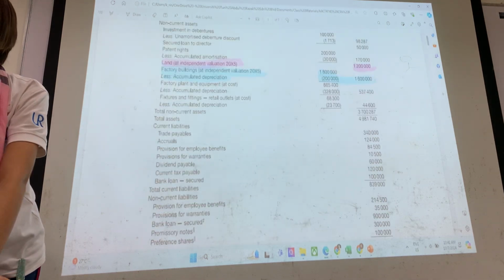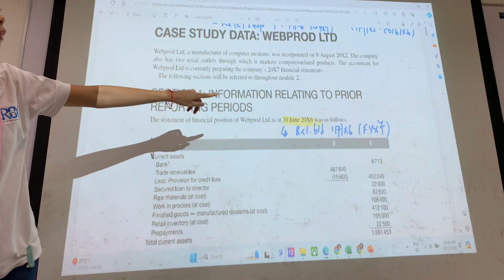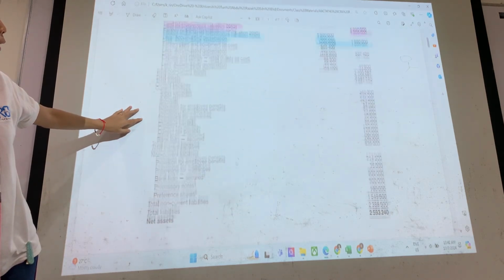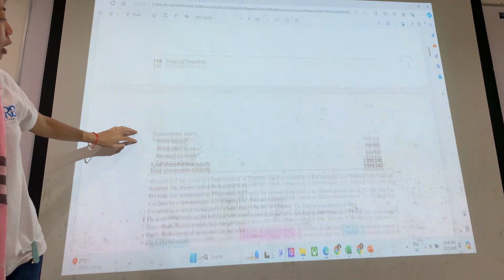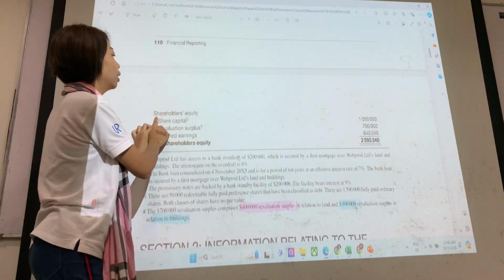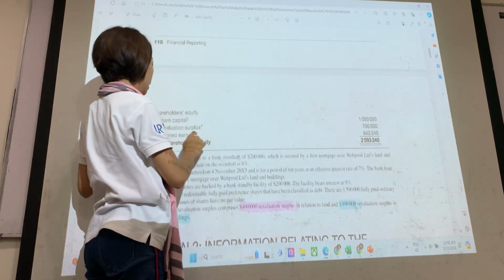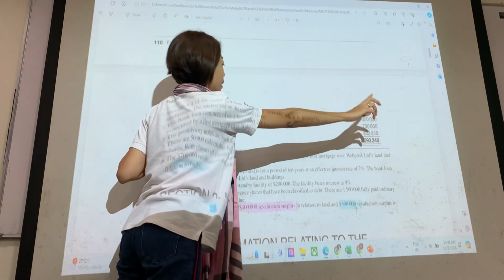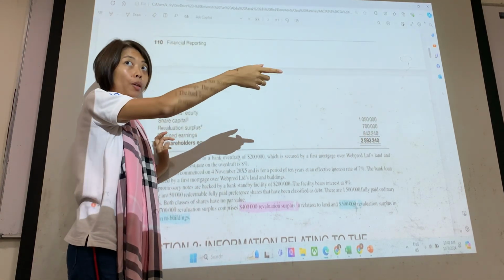Okay, coming back to this question, just now we said this one is balance brought down. And then I forgot to tell you one thing. Share capital brought down is 1.05 billion. Revaluation surplus brought down is 700,000. So we have a lot brought down.